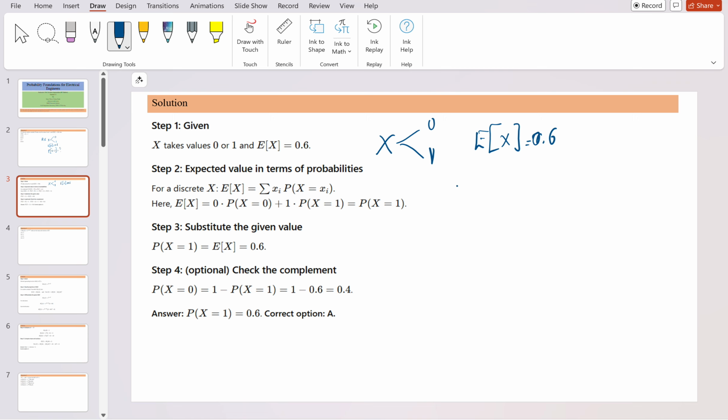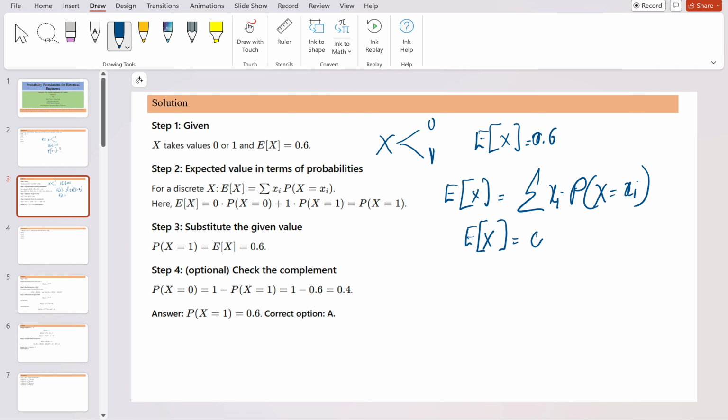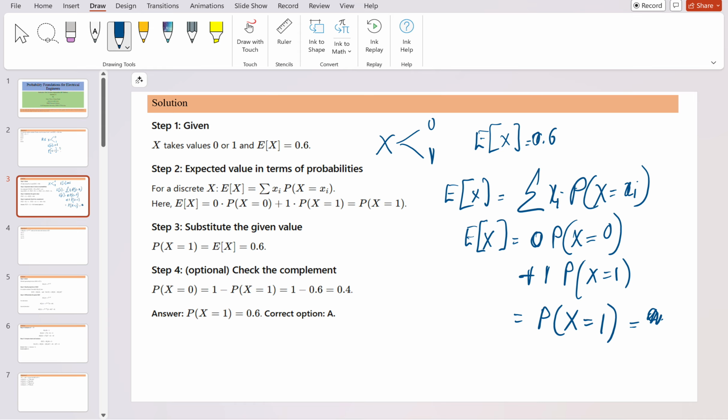In the discrete form, the expectation of X is equal to the summation of x_i times the probability of X equal to x_i. Here X can be either 0 or 1, so the expectation is 0 times the probability of X equal to 0, plus 1 times the probability of X equal to 1, because there are two values only. So the expectation of X is equal to the probability of X equal to 1, which is equal to 0.6.